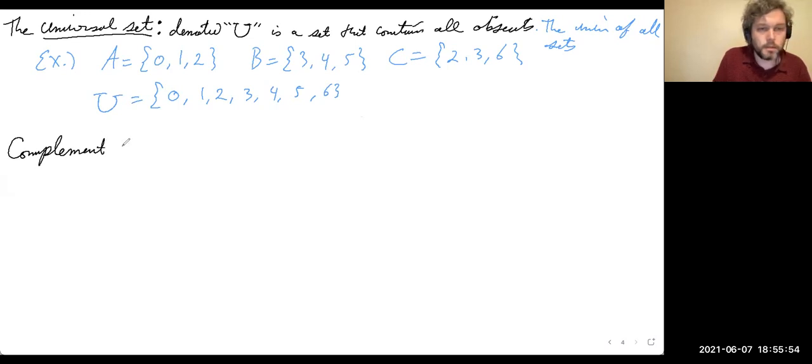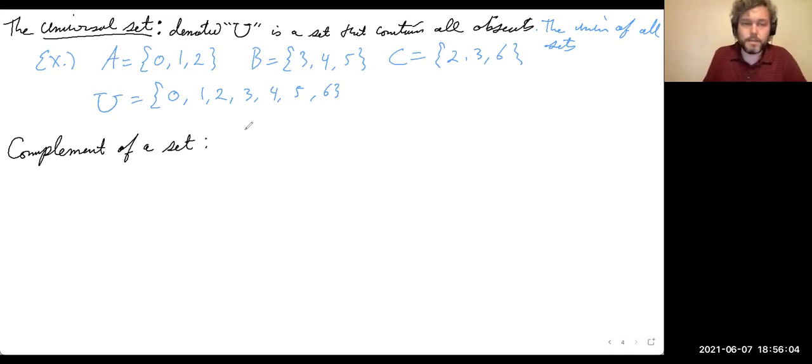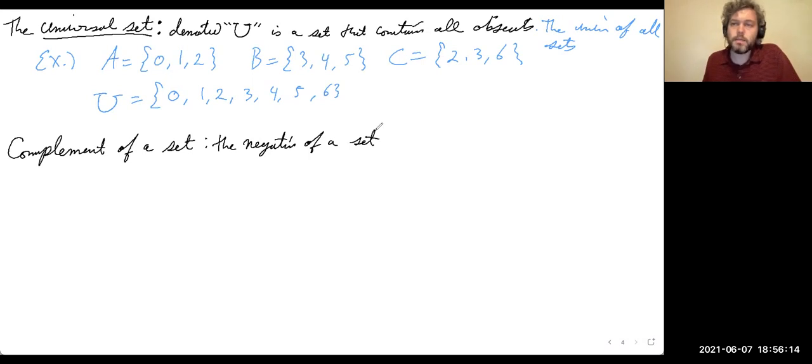The complement of a set. Okay. Now, the complement of a set is the negation of a set. And this negation, it's like thinking of the opposite. It's kind of like thinking the opposite of the set. So I always think of it as the opposite. Okay. What do I mean by the opposite?